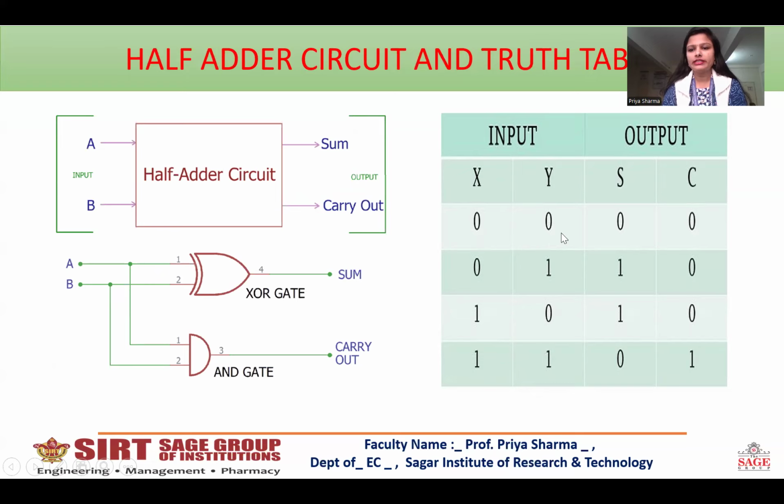When the inputs are 0, 0, the sum and carry will be 0, 0. When the inputs are 0, 1, the sum and carry will be 1, 0. When the inputs are 1, 0, the sum and carry outputs will be 1, 0. And when both inputs are high, the sum will be 0, but carry output will be 1. So basically, looking at this truth table, we get that sum output is obtained by connecting an XOR gate and carry output is obtained by connecting an AND gate. So this is the logic diagram.